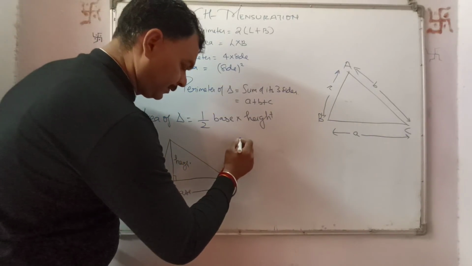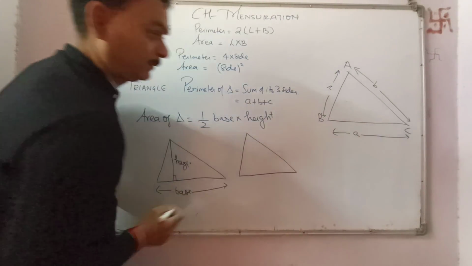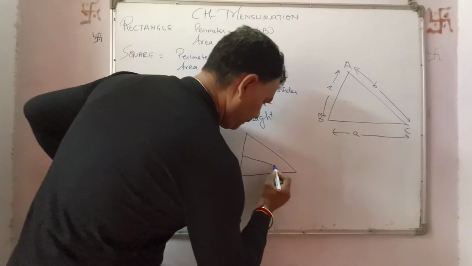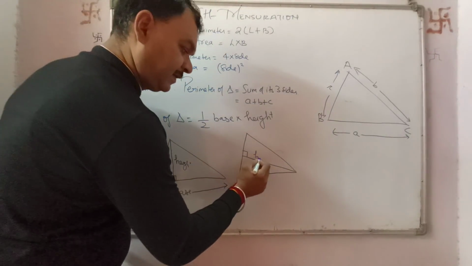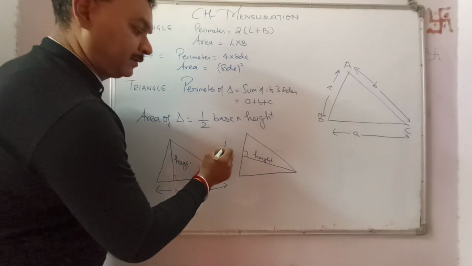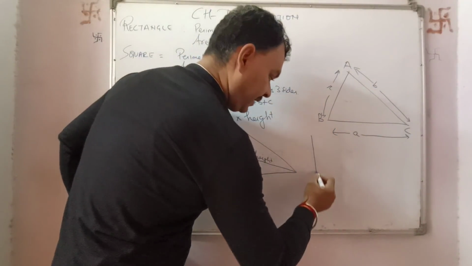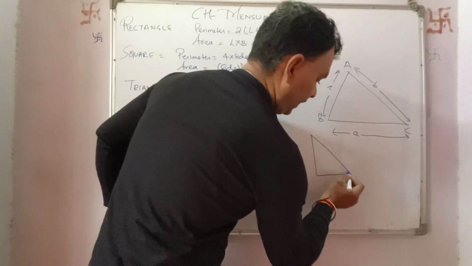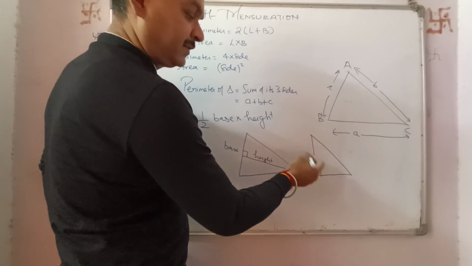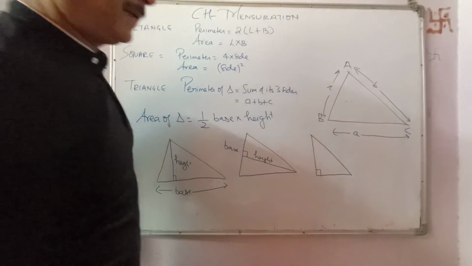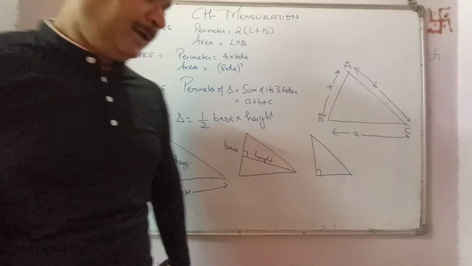Say one more example. If I draw a perpendicular on this side from the opposite vertex, no doubt this is height, but base will be this one. In a right angle triangle, it's very easy. Either of the sides can be termed as base or perpendicular, and we simply say that the area of a right angle triangle is half the product of the sides containing 90 degrees.